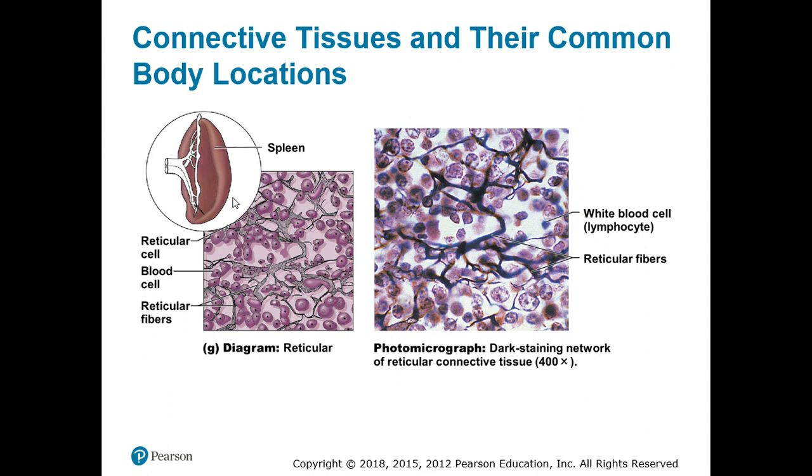So over here, you often find it working in conjunction with other cells. So here we have the white blood cells, and the reticular fibers are going to be the darker purple here that help provide the framework and give it a spot to sit.